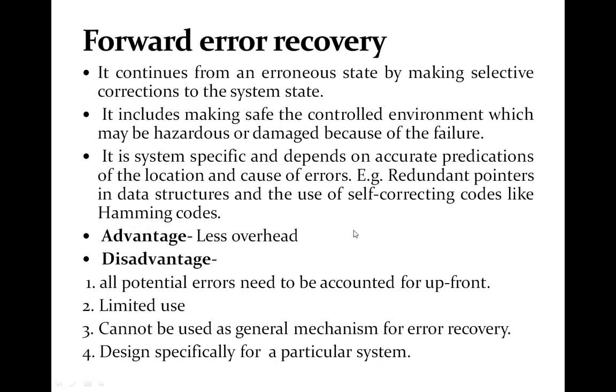Now, as far as the forward error recovery scheme is concerned, it continues from the erroneous state to make selective corrections to the system state. It includes making safe the control environment which may be hazardous or damaged because of the failure. And this scheme is also very specific to the system and depends on accurate prediction, as I told earlier also. Because if we know what kind of fault has occurred and what is the cause of the error, then only this scheme can be applied.